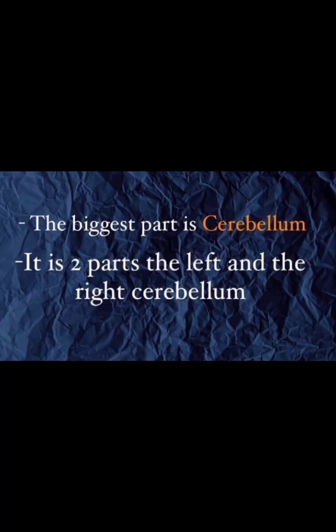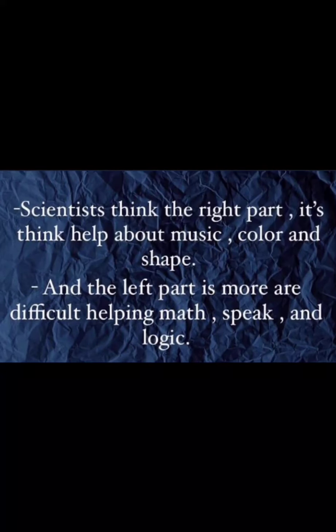The brain has three major parts. The biggest part is the cerebrum and it has two parts, the left and the right. Scientists think the right part helps with music, color, and shape. And the left part helps with math, speech, and logic.